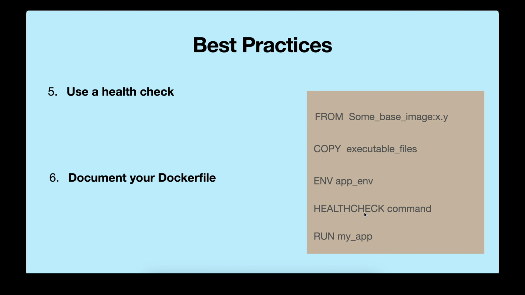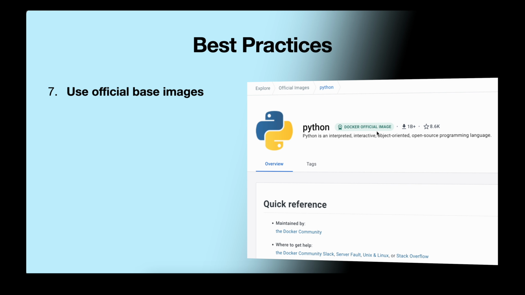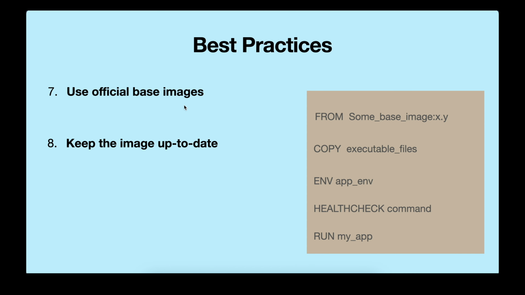And then another thing is to document your Dockerfile. It will be helpful for you to write comments on each line. This will help you in editing it later and sharing it with other developers. Another one is to use the official base image. Just now when we were exploring the Python Docker image, it was showing that this is our official Docker image. And then keep the image up to date. Whatever base image you are using, you must try to keep it updated with the latest version because that will reduce the security vulnerabilities.